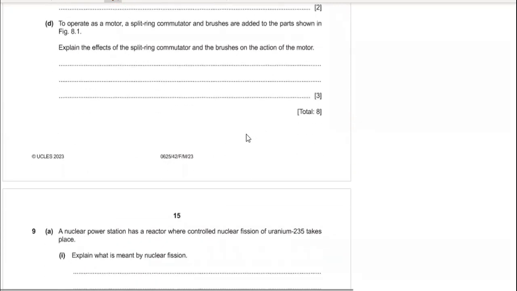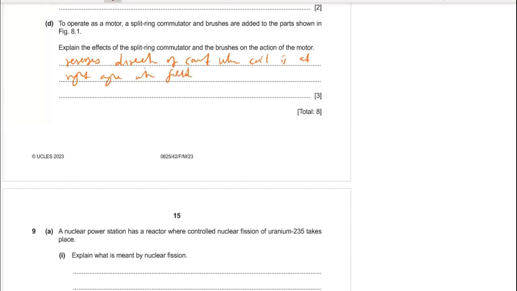Part D, to operate as a motor, a split ring commutator and brushes are added to the part shown in Figure 8.1. Explain the effects of the split ring commutator and the brushes on the action of the motor. Now, just the same way as I mentioned in part C, there's no split ring in the diagram. So the split ring commutator reverses the direction of the current when the coil is at right angles with the magnetic field lines, so that it ensures that it moves continuously.